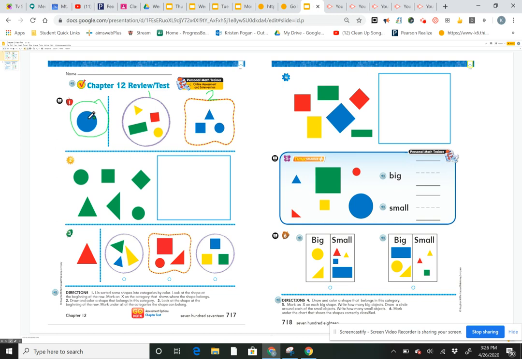When we're sorting by color, it doesn't matter that this is a circle, that's its shape. I'm looking for blue, the color. I don't see any blue shapes here. I see all blue shapes here, so I know that the second group is where the blue circle belongs.